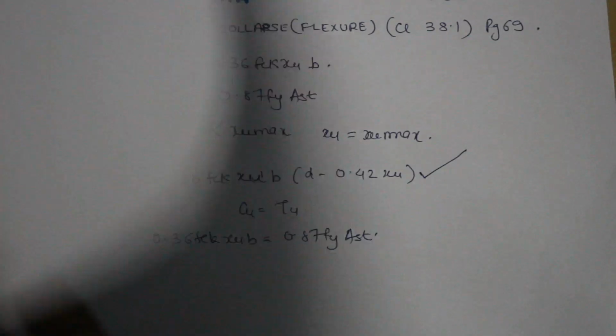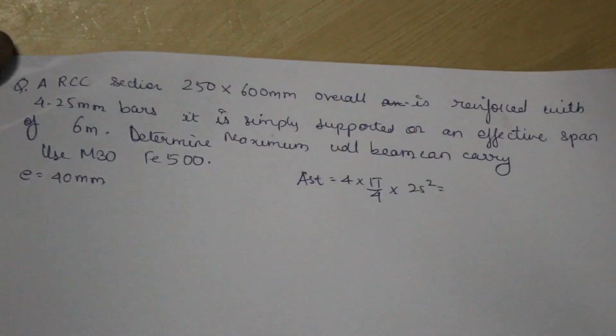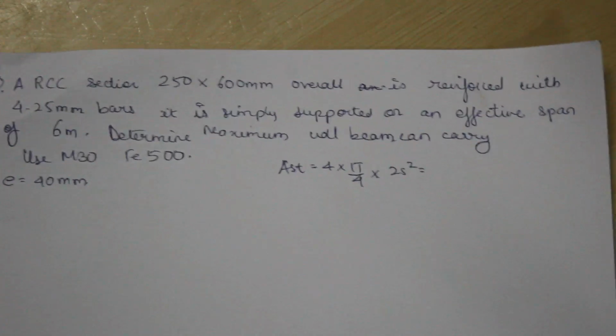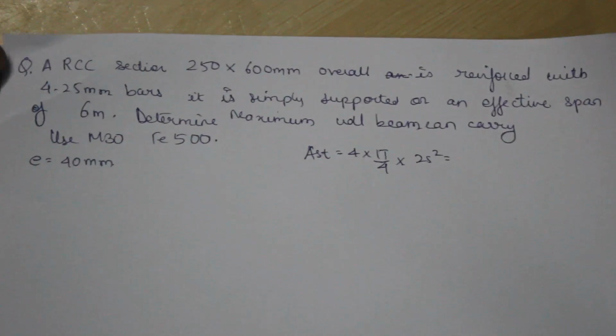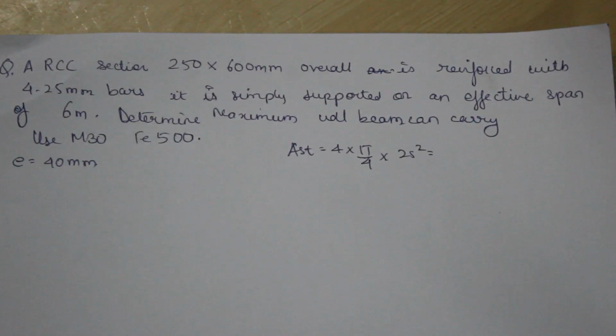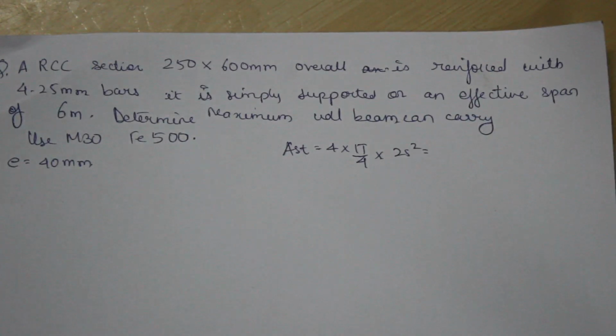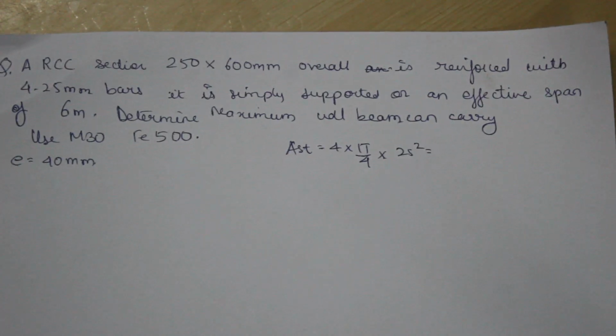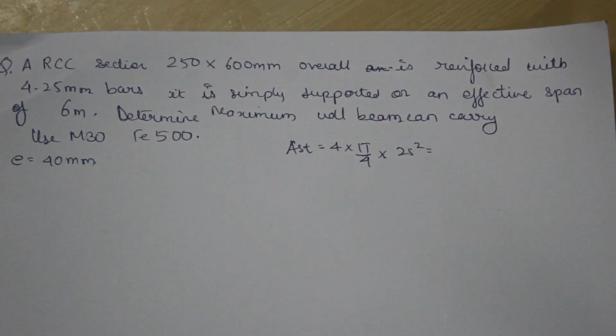So let's see the problem now. It's given to us that an RCC section 250 by 600 mm overall depth is reinforced with 4 bars of 25 mm, and it is simply supported on an effective span of 6 meters. Determine the maximum load the beam can carry, and they have given us the grade of concrete as M30 and the grade of steel as Fe500.